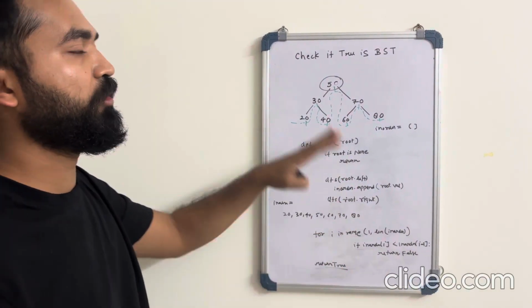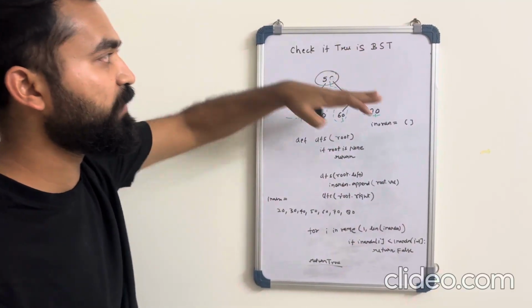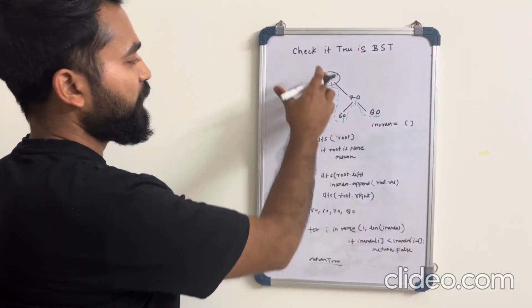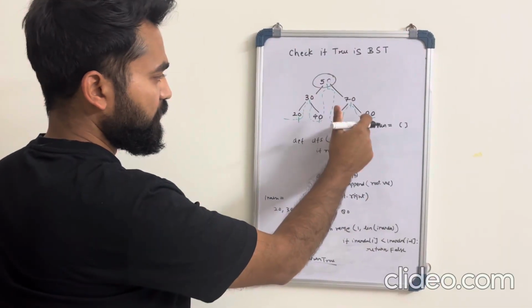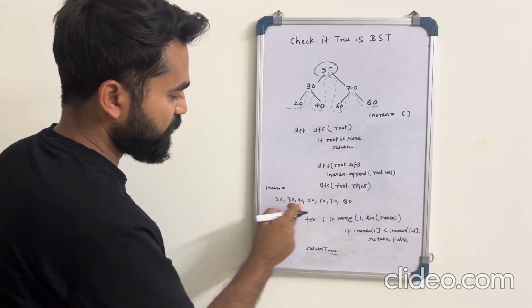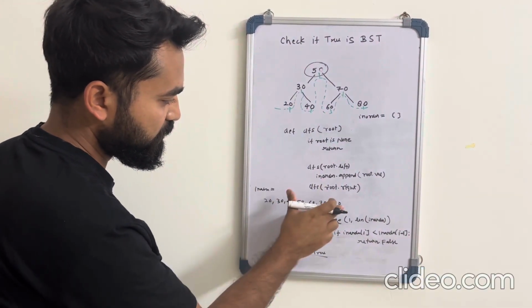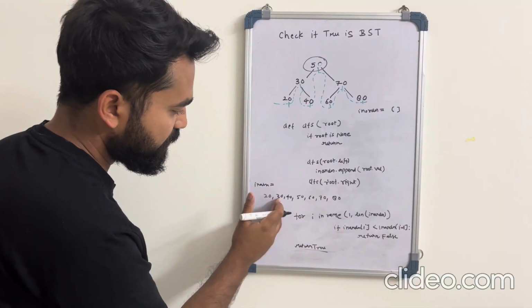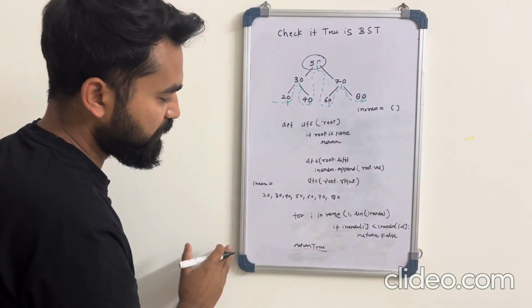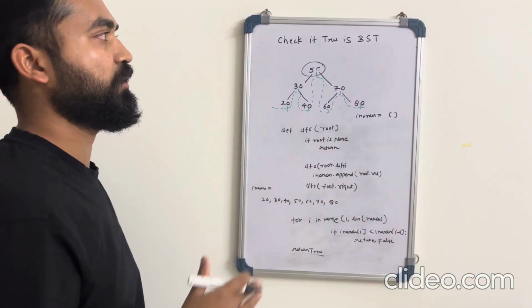So this is how we are going to check if a given tree is a binary search tree. First, do the in-order traversal of the tree and find out the in-order traversal array, and then loop through the array and check if every element is always greater than the previous element. Then it is a sorted BST.